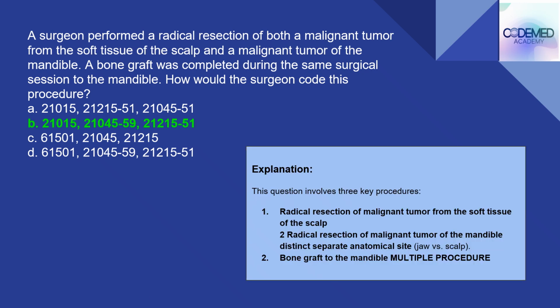So yes, B is the correct answer because 21015 and 21045 are two distinctly different procedures which happened at two different sites, while this is part of the bone grafting of the mandible which happened on the mandible. So here I will put modifier 51, but here I will put 59 to say that these two procedures are different and happened at a different site. And 61501 is not the correct code.